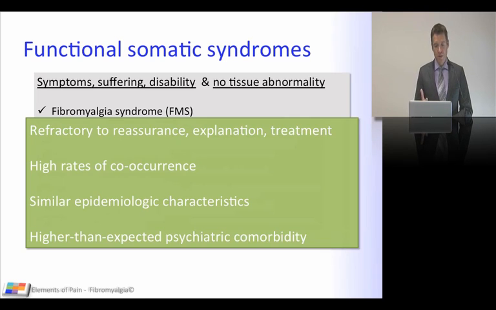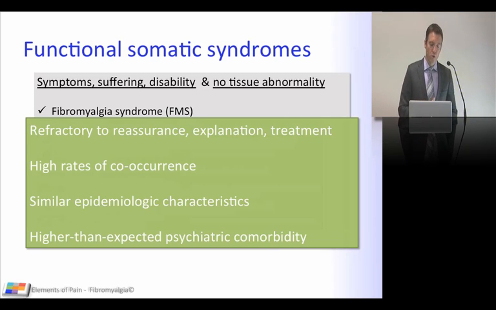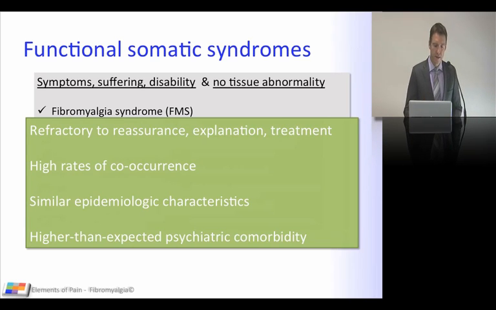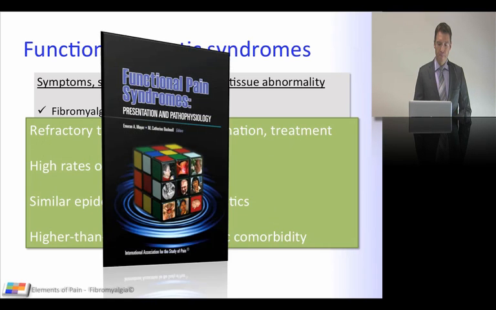The thing about all of those syndromes is no matter how heterogeneous they are, they all have these following aspects. They are refractory to treatment, despite giving patients reassurance, explanation, and all similar treatments. It doesn't work. They reoccur with high rates. There's similar epidemiological characteristics, and they have higher than expected psychiatric comorbidity. So these patients have got depression, these patients have got anxiety, these patients have got OCD and other psychiatric abnormalities.